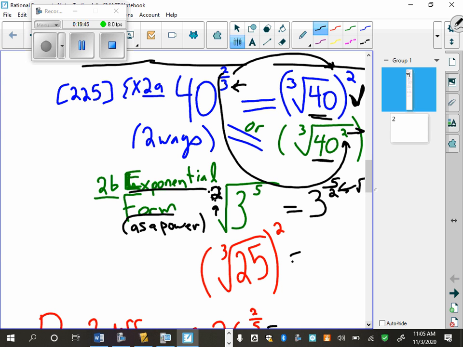Go ahead and try to do this one. Is that 25 to the 3/2 or 2/3? You can't guess. You'll get half of them right. That's not good enough. Know that the denominator is the root or the index. That's calculator.